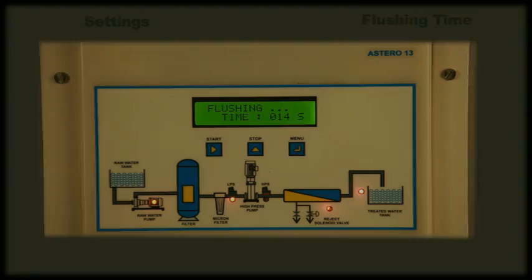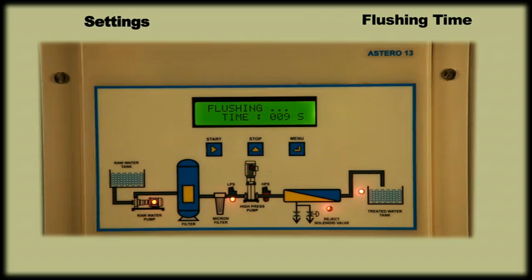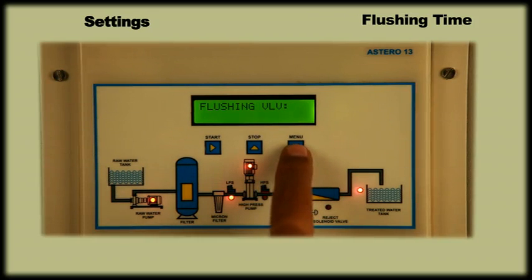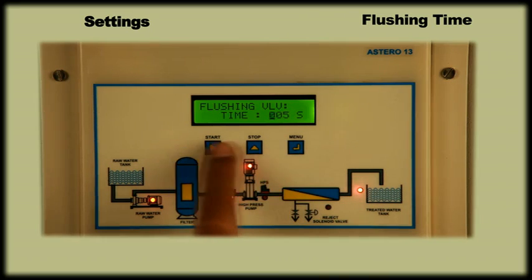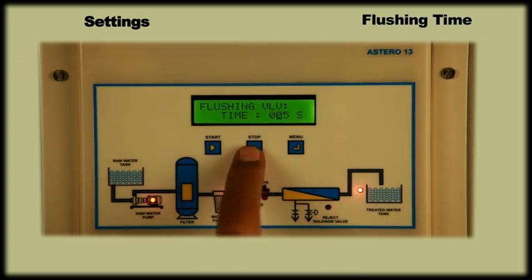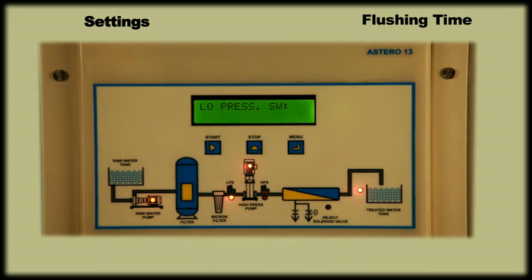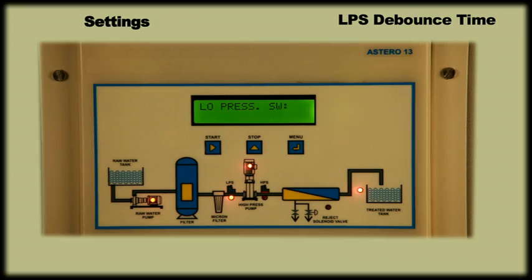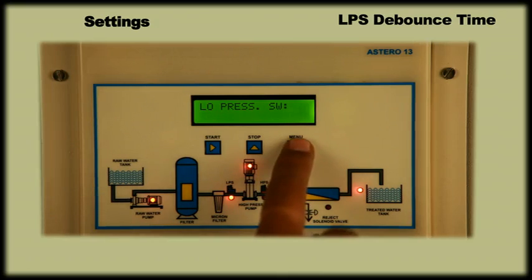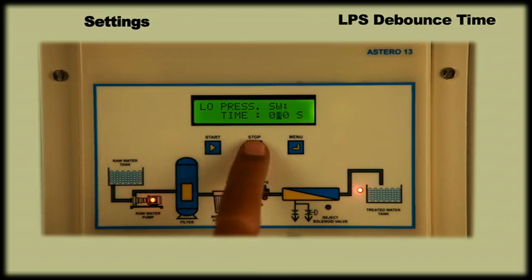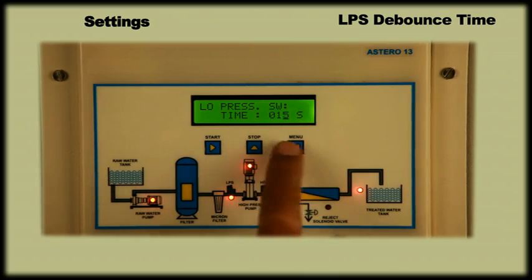Flushing time. The flushing valve remains open for the set time during the startup and shutdown. We recommend the flushing time should be set such that the TDS of reject water drops down to almost equal to the feed water during the starting and stopping sequence. Low pressure switch debounce time. This is the time which helps in avoiding unnecessary chattering of high pressure pump due to initial pressure drop in line.